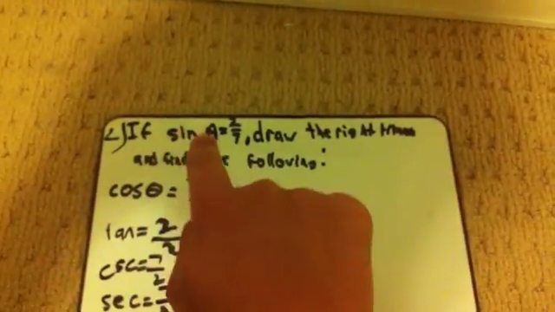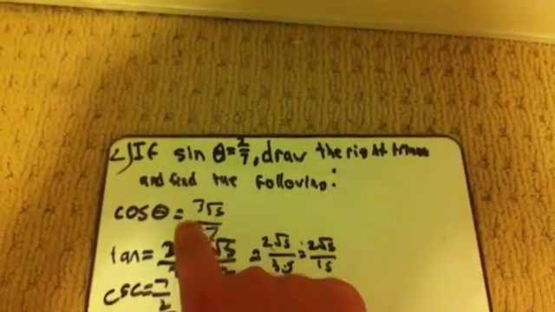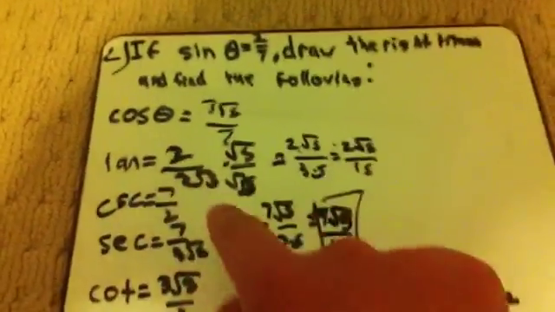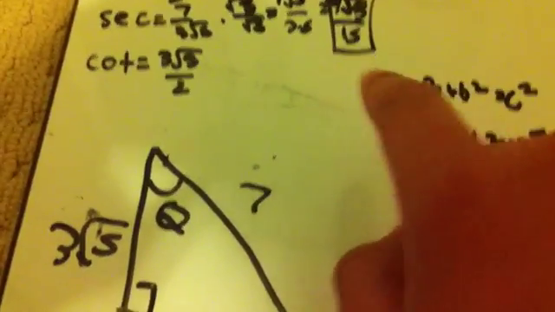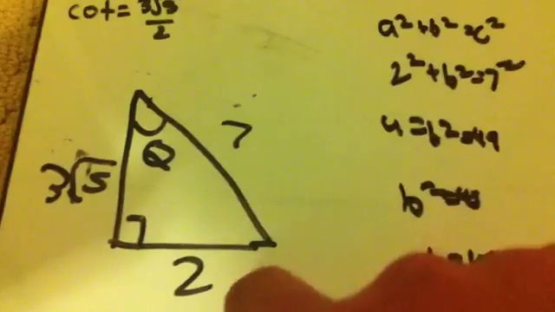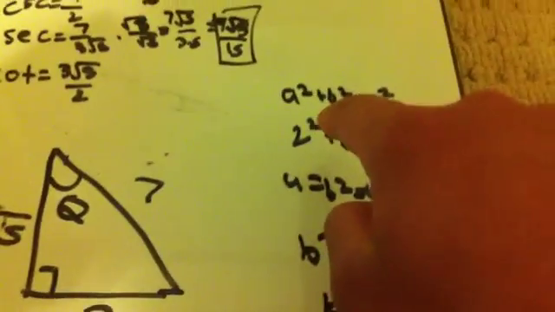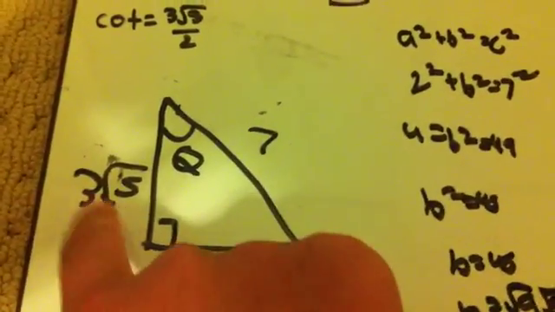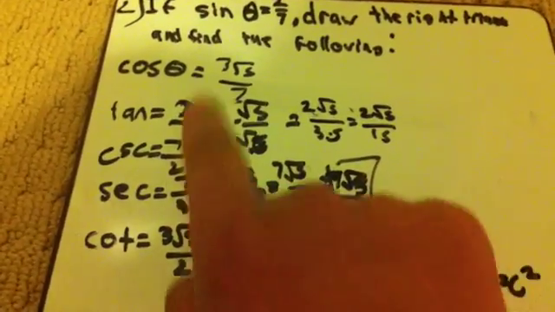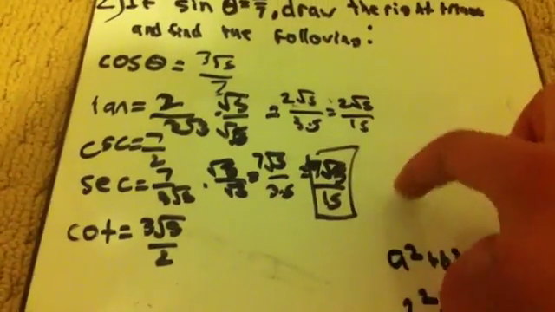Number 2, if sine equals 2 over 7, draw the right triangle and find the following. Well, we're trying to find cosine, tangent, cosecant, secant, and cotangent. And knowing that sine is opposite over hypotenuse, we know that this is 7 and this is 2. And using a squared plus b squared equals c squared, we're able to find that this is 3 over 5. And plugging in all of the formulas here to find these, we get all of these answers.